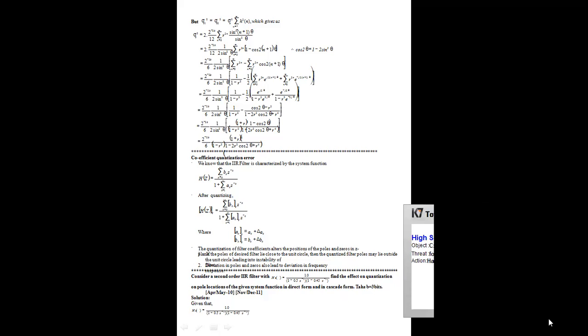So we'll be getting over here 1 plus r squared, 1 minus cos 2 theta, and then 1 minus r squared plus 1 plus 2 r cube cos 2 theta plus r power 4. So 1 plus r squared into 2 power minus 2b by 6 divided by 1 minus r squared into 1 minus 2 r squared cos 2 theta plus r power 4. So this is the final answer for the given problem.